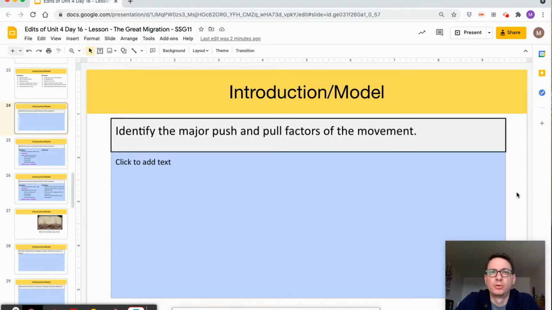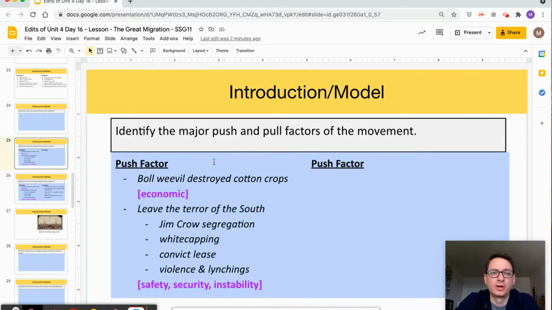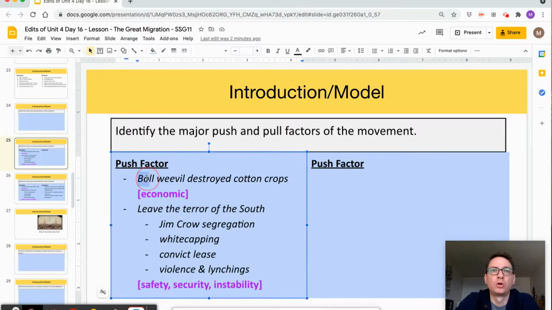He mentioned that one of the push factors leading to this great migration was an insect called the boll weevil that destroyed huge percentages of the cotton crops in the South. And that's going to push African American farmers to cities. And if we were to classify this using our previous categories, this would definitely be an economic factor.